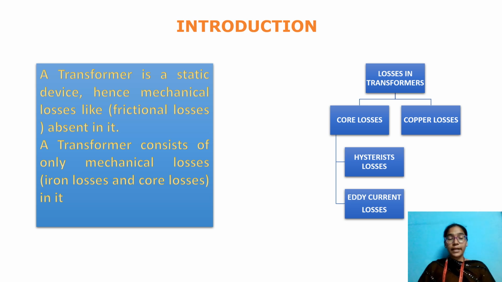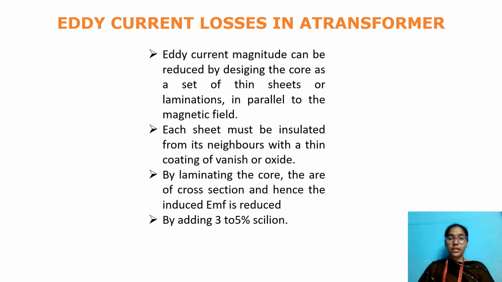Introduction: a transformer is a static device, so frictional losses are absent in it and mechanical losses are not present in it. The losses in a transformer can be divided into two types: iron losses and copper losses. The iron losses are again divided into two types: hysteresis losses and eddy current losses.